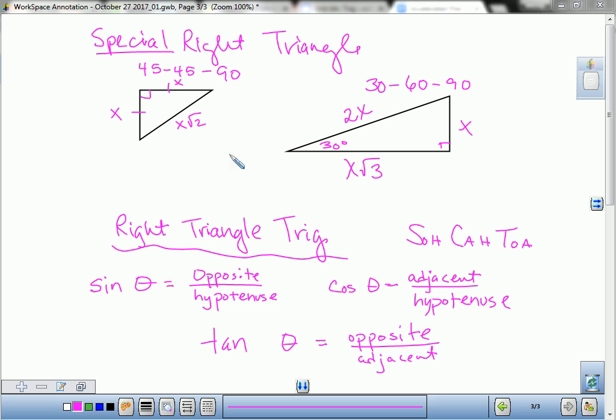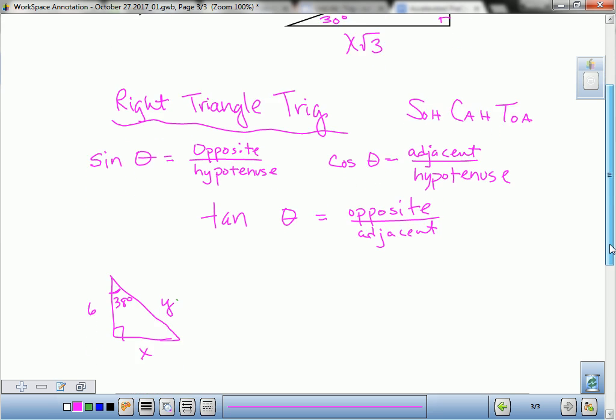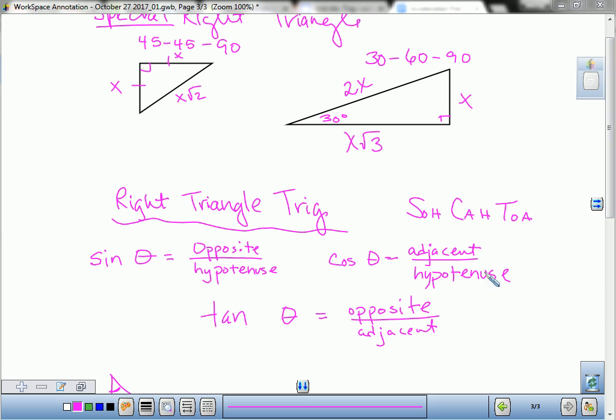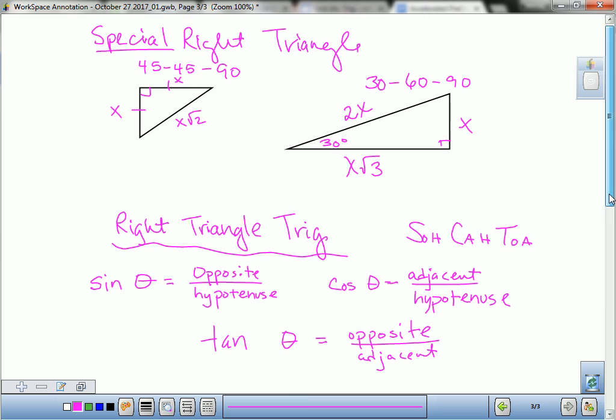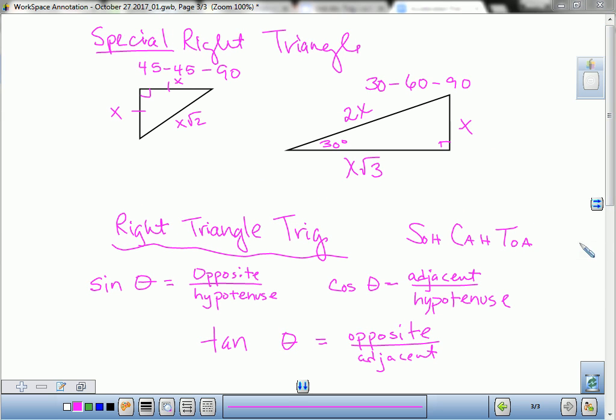The 45, 45, 90 and 30, 60, 90 are important for this unit because they are going to be used when we start building the unit circle. Okay? All right. Take a minute, write that information down if you need it.